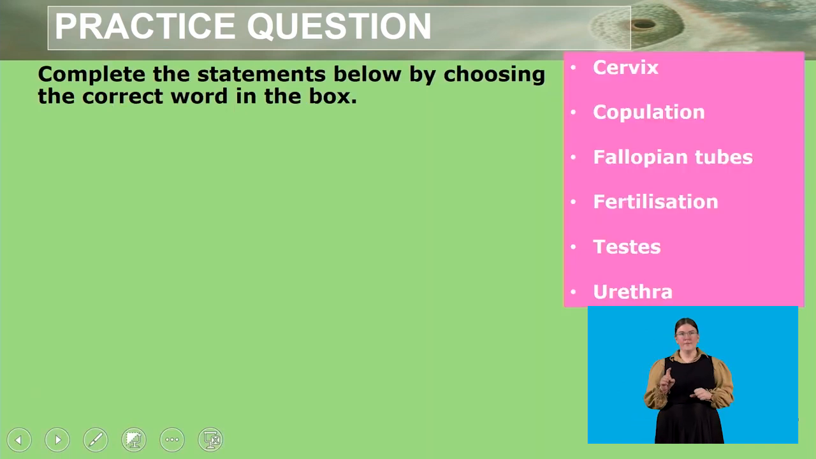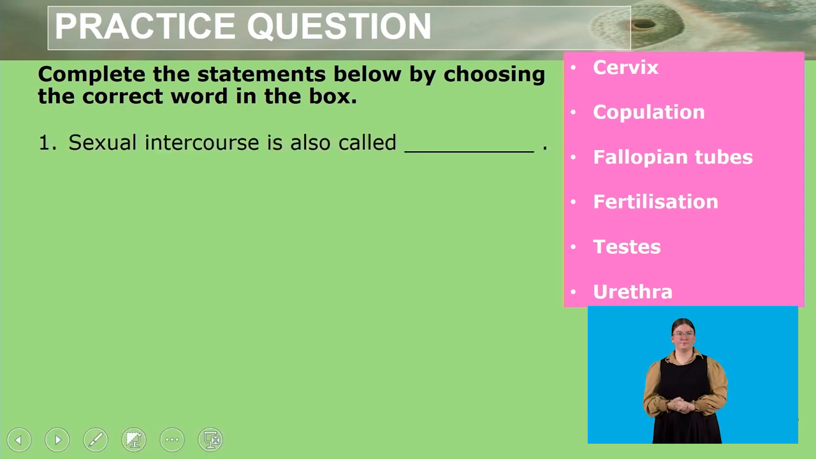Okay, next question. The instruction says complete the statements below by choosing the correct word in the box. So in the box we have the following words: cervix, copulation, fallopian tubes, fertilization, testes, and urethra. So sexual intercourse is also called, we know that cervix is an organ, we have copulation, and we did say that copulation is another word for sexual intercourse.